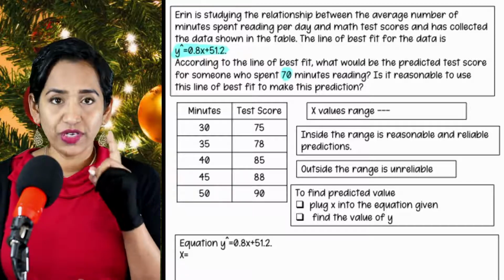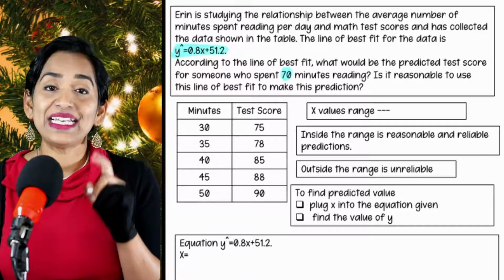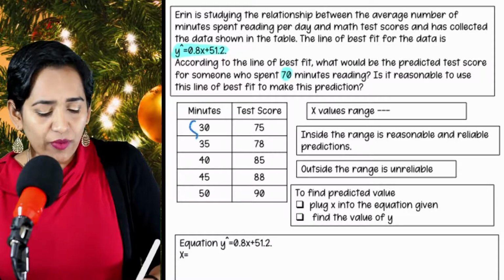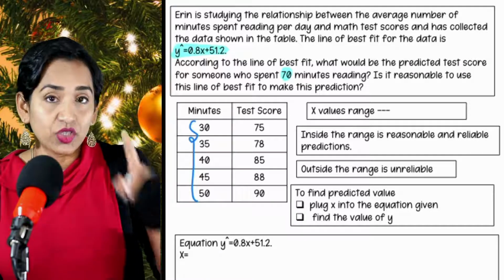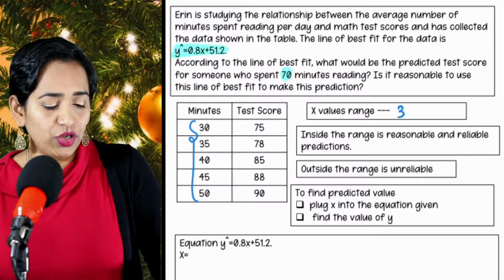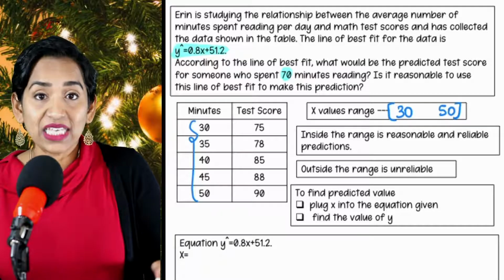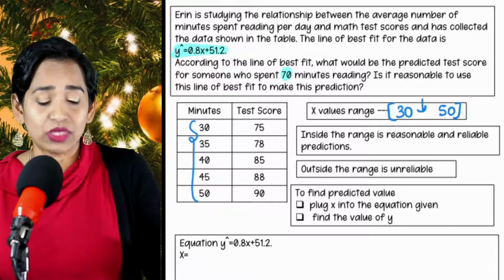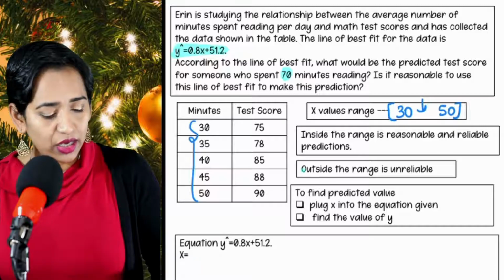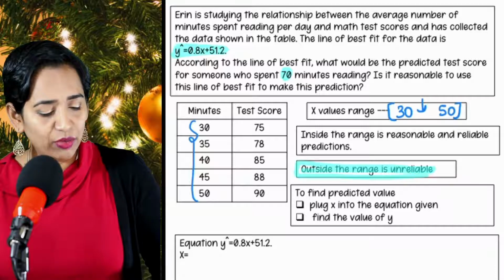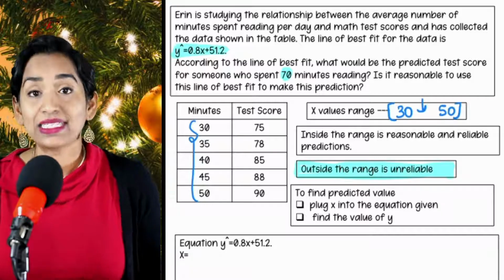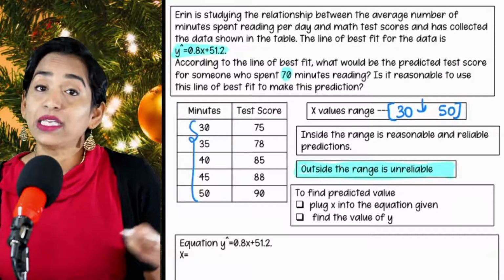Now, first step, check if the 70 is within the range. What are your x values? Your x values are from 30 to 50. So step 1 is to write your range. Your x is 30 to 50. Does 70 fall within the range? No, 70 is outside the range. What happens when it's outside? Outside the range is unreliable. You already know that because 70 is outside 30 and 50, it's unreliable. But still, they're asking you to predict.